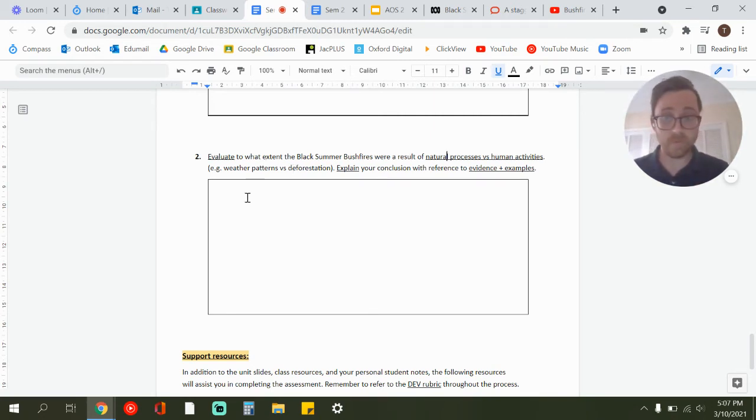Once you've told me your opinion, so first sentence you'd say, I believe that this was the main cause, or they were both equal causes, or whatever. Explain your conclusion with reference to evidence and examples. So if you're arguing, well, actually, this was caused by human activities, you then need to prove it.